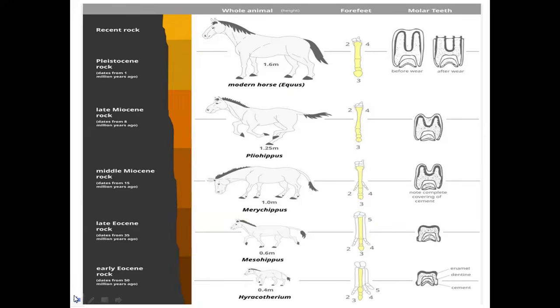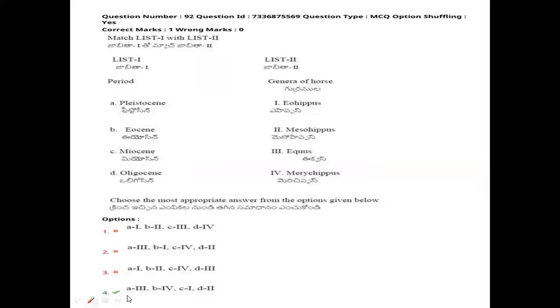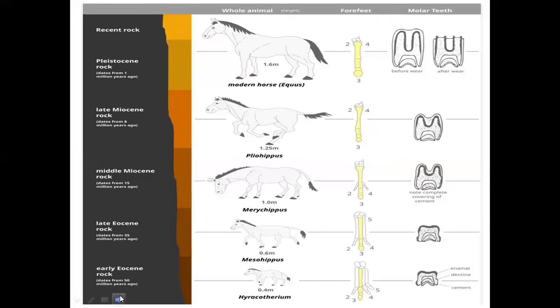So Pliocene, let's look from here. Early Eocene rock will be having the Hyracotherium, and Mesohippus is present in late Eocene, middle Eocene, Mesohippus, and late Miocene Philohippus, and Pleistocene modern horse will be present. So the correct option will be option 4. Done. Leave this but go through this.